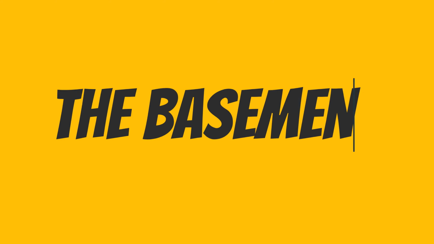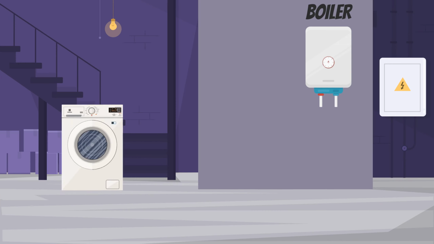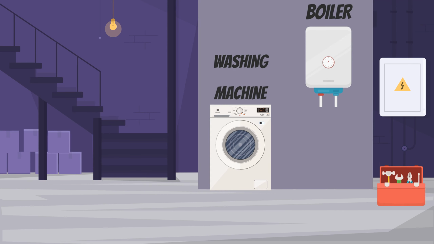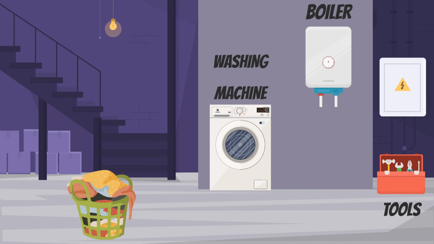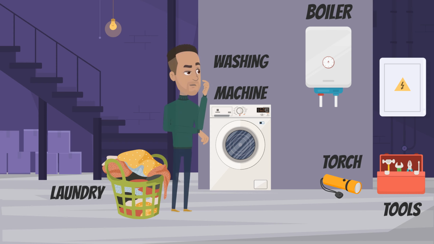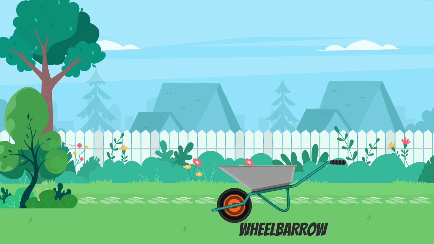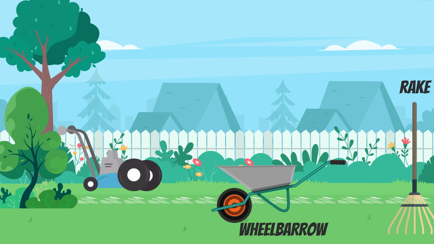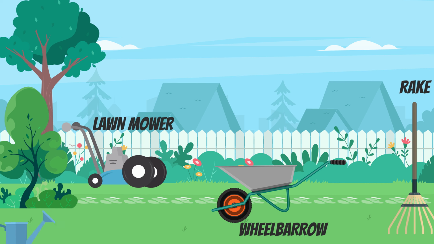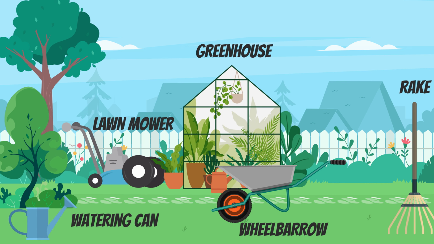In the basement, boiler, washing machine, tools, laundry, torch. In the garden. Wheelbarrow. Rake. Lawnmower. Watering can. Greenhouse. Barbecue.